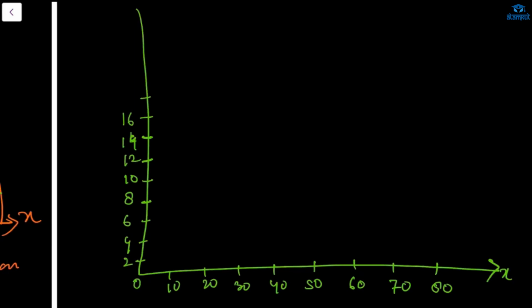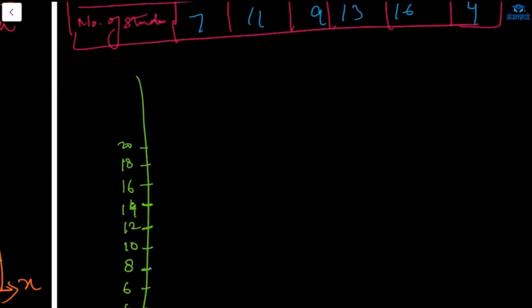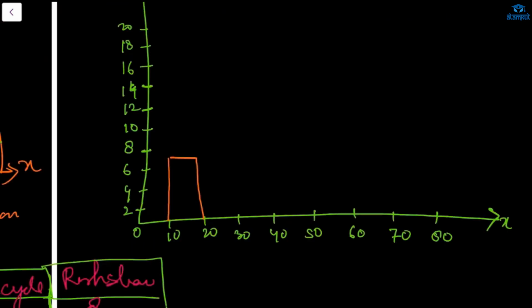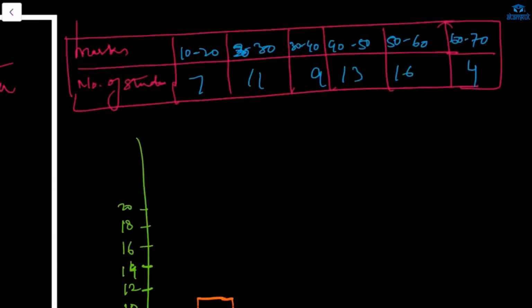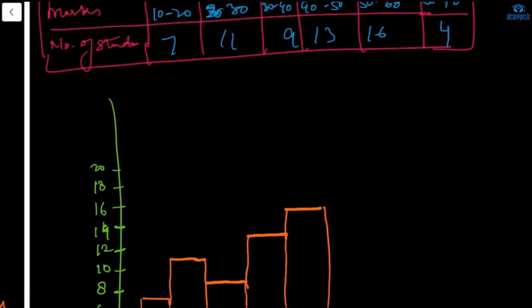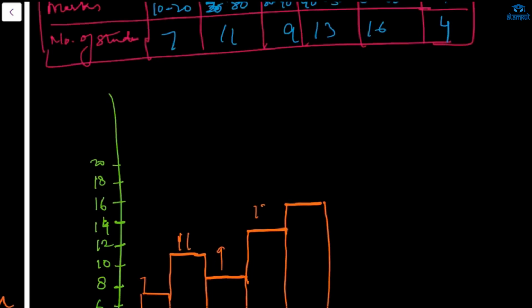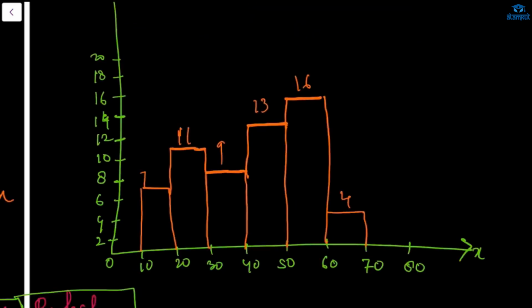Now if you represent the graph, 10 to 20 is 7, so it will lie here. Now 20 to 30 is 11, so 11 will lie here. Then 9, 13, 16, and 4. This type of graph is called a histogram. You can write the values 7, 11, 9, 13, 16, and 4 here. So this is your histogram.